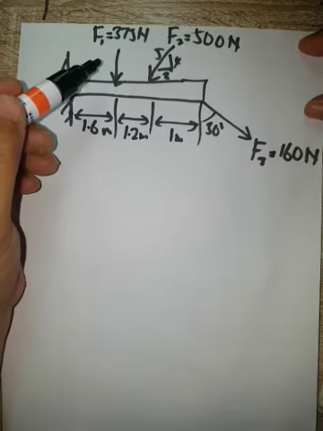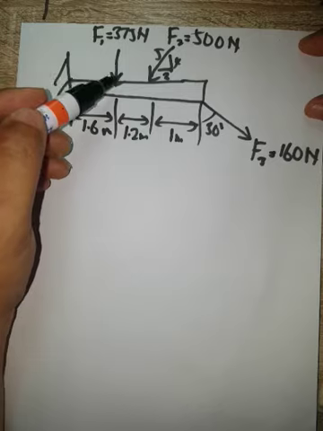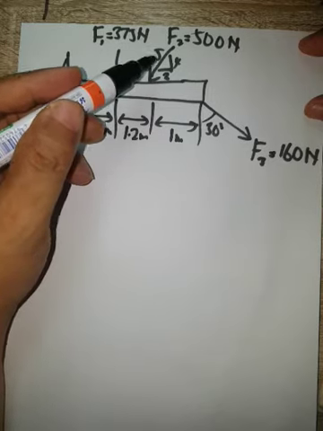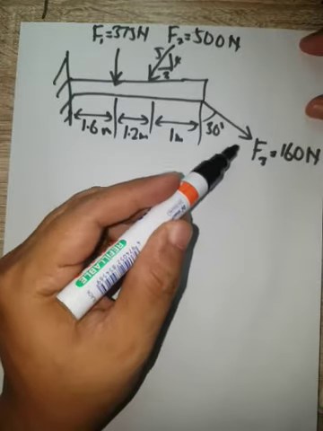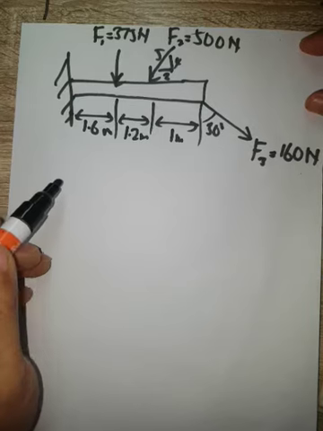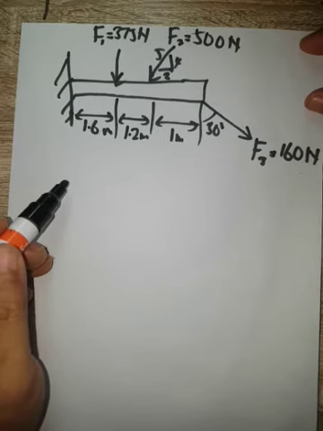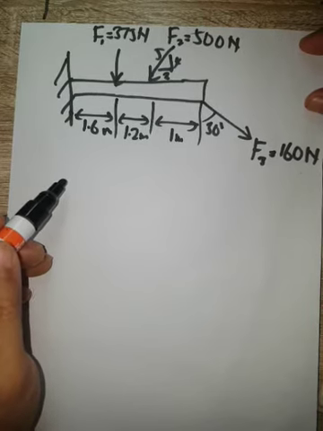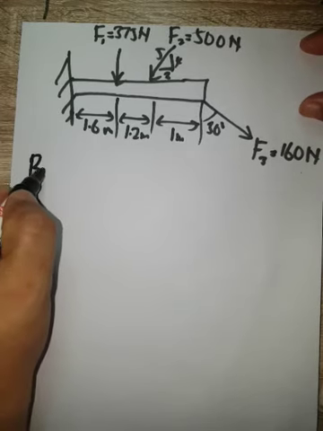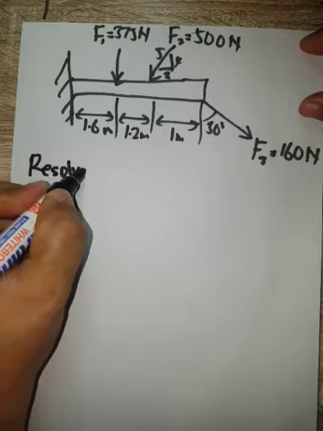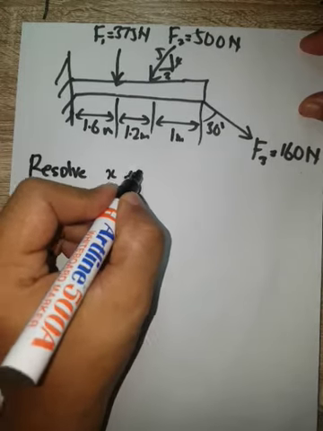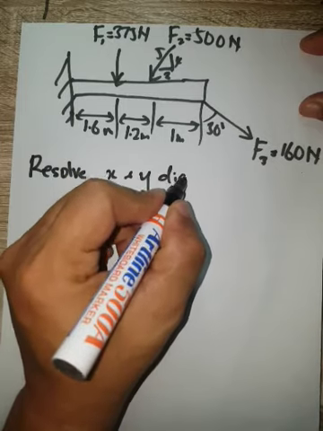The first force is a downward force, the second force is at an angle with a 3-4-5 slope, and the third force is at 30 degrees. So what is the first step to define the magnitude, or the amount, of the moment applied at the beam? First, we have to resolve each force into x and y directions.